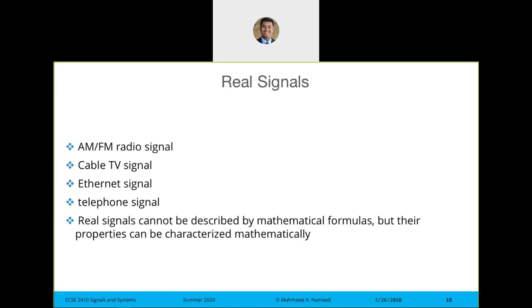Even though there is a chance that for a very, very short duration, you might be able to approximate it using a linear model, generally you cannot do it using a mathematical formula. However, their properties can be characterized mathematically. And that's what our focus will be, to look at how you characterize signals and systems, so that we can apply all the things that we learn in this course to real world situations.